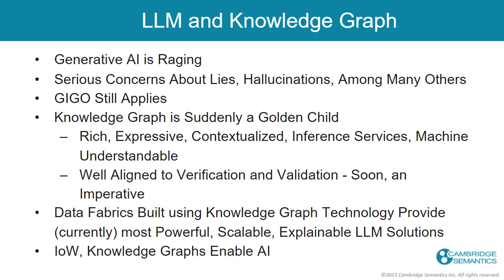As we will see soon, being able to explain outputs of AI as efficiently and as effectively as possible will be critical to competition and regulatory compliance. And superior knowledge graph implementations naturally support verification and validation functions. This is typically enabled by what we call provenance. So finally, in my opinion, data fabrics built using knowledge graph technology provide supercharged inputs for AI. In other words, knowledge graphs enable AI. And that concludes my presentation.